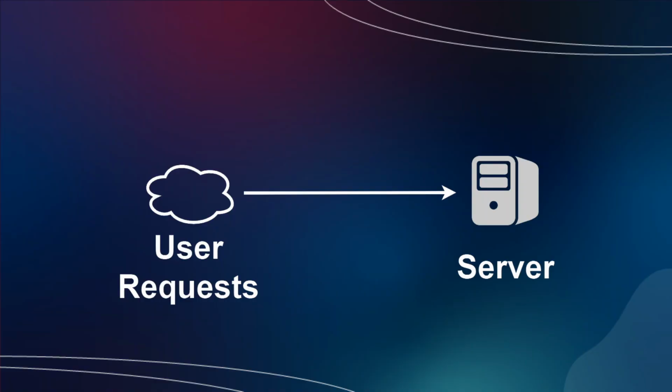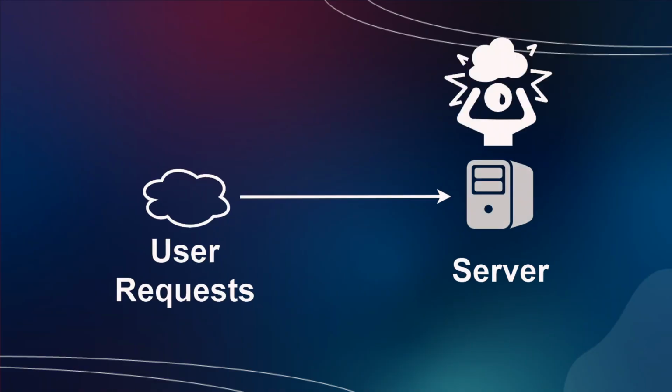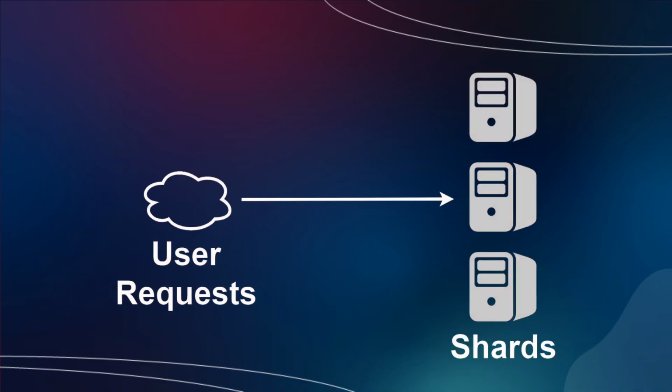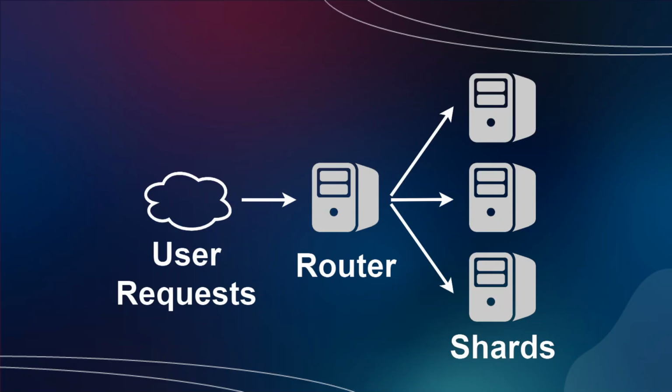Here are the steps to scale a system where a single processing server is overloaded. First, add more servers which are identical to the one that you already have. We call these servers shards. Second, add a special machine called router to your architecture. The only job of that router machine is to take requests and send them to the right shard server.